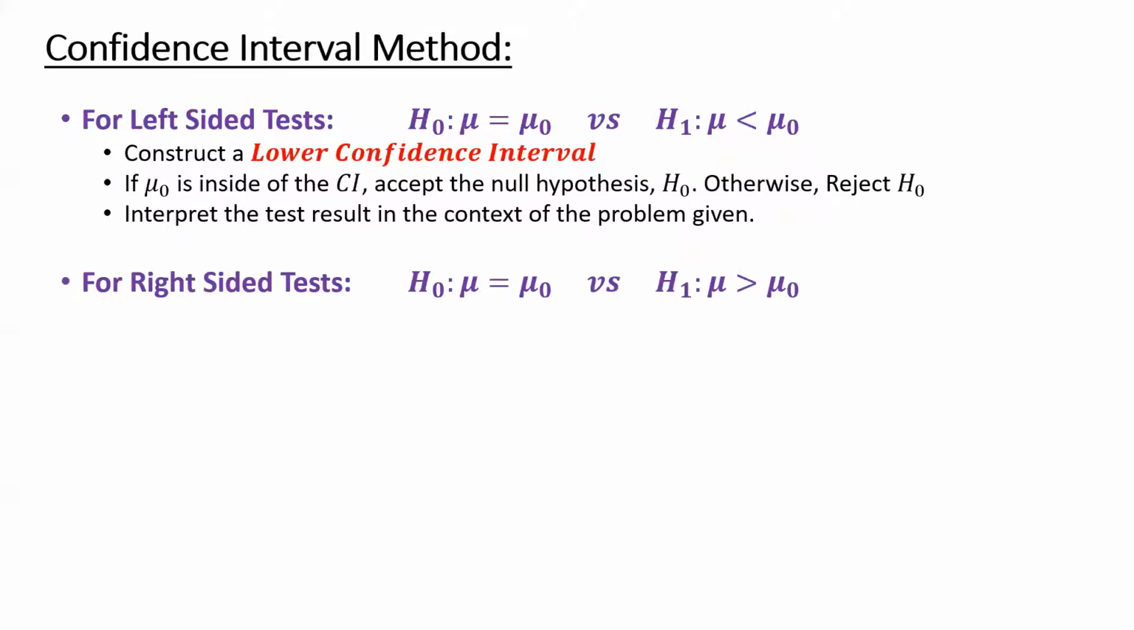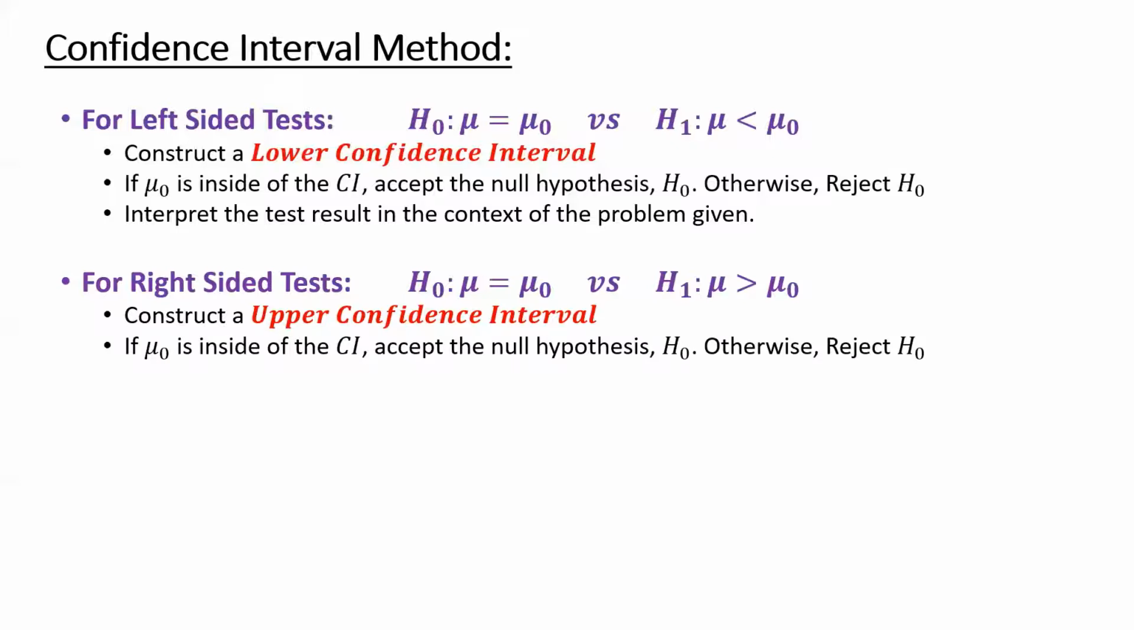For a right-sided test, i.e. a test of the form alternative hypothesis H1 is mu is greater than mu0, we have to do an upper t confidence interval. Once again, the test procedure is to see if mu0 is inside of the confidence interval. If so, we accept the null hypothesis. Otherwise, reject the null hypothesis. And again, don't forget to interpret the test result in the context of the problem given.